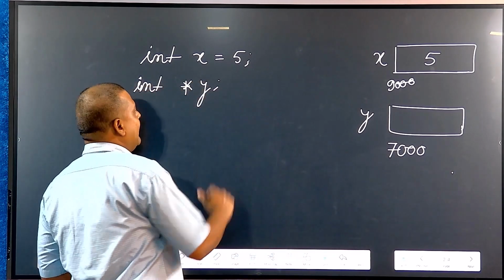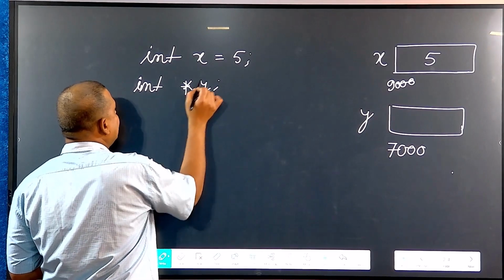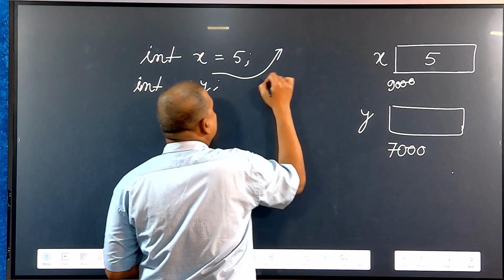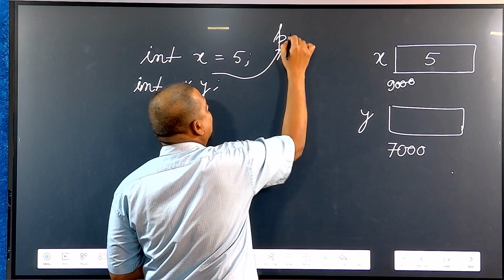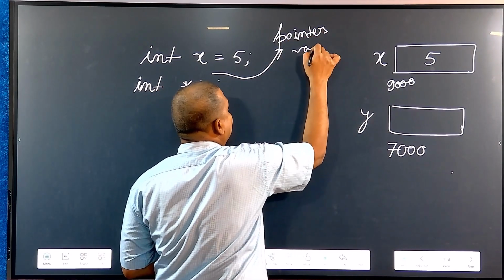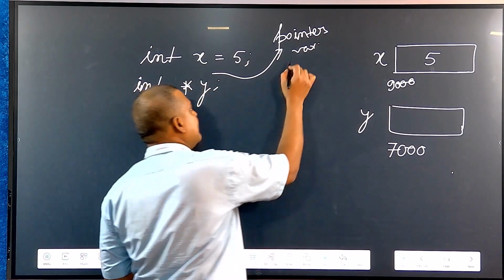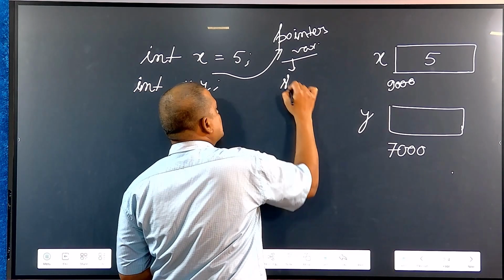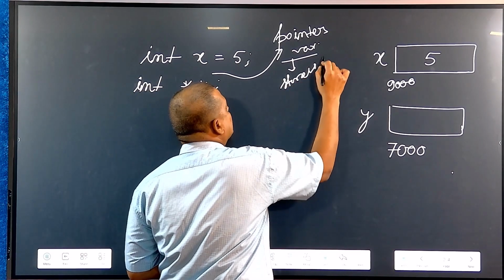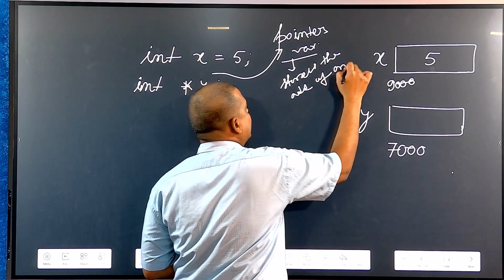Now what will happen? Y is a variable, and this variable y is called a pointer variable. The pointer variable stores the address of another variable.